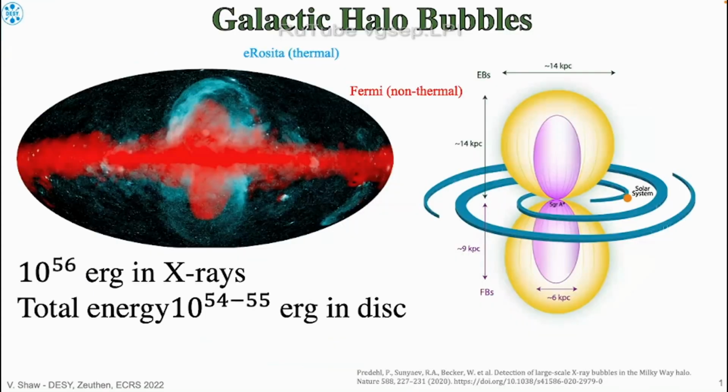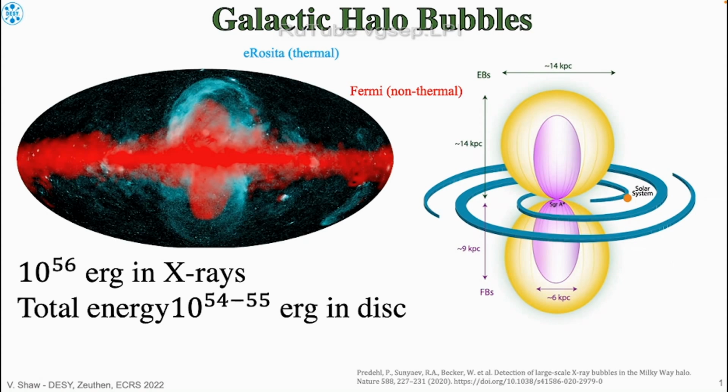So, what do I mean by galactic halo bubbles? Well, basically, galactic halo bubbles in this context is an all-encompassing term for the Fermi bubbles shown in red here, which are non-thermal, and the thermal eROSITA bubbles. And together, I call them throughout this talk galactic halo bubbles. And what I'm interested in is actually studying magnetic fields in these galactic halo bubbles.